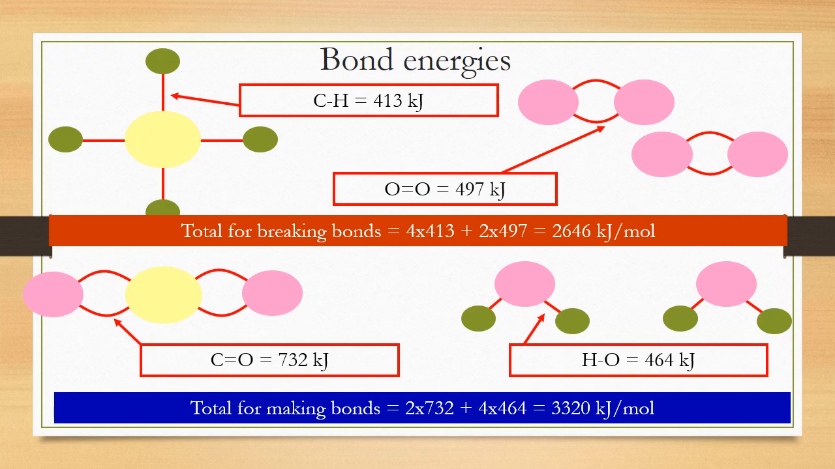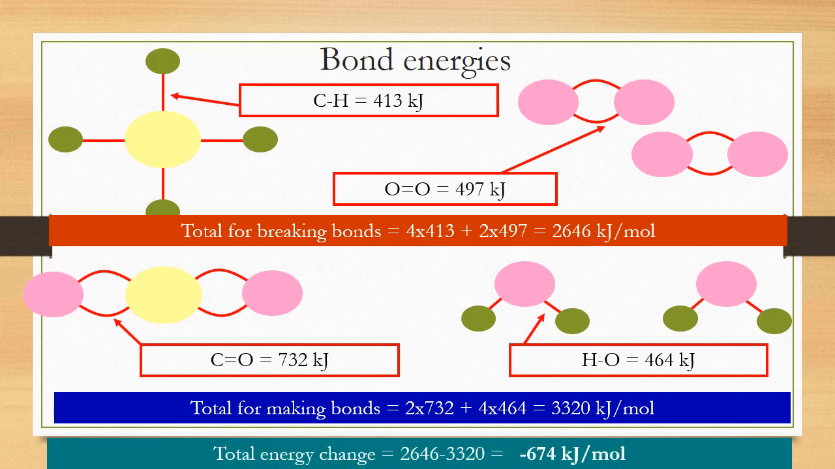So we can do some subtracting. The total energy change between the reactants, the methane and the oxygen, and the products is 3,264 minus 3,320. Reactants minus products. So it's going to be a difference of minus 56 kilojoules per mole.